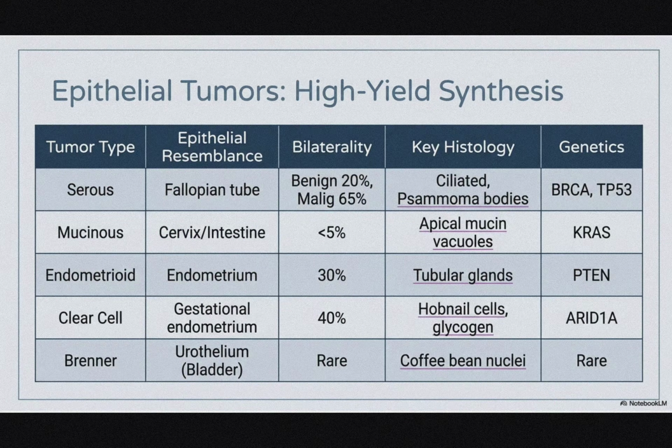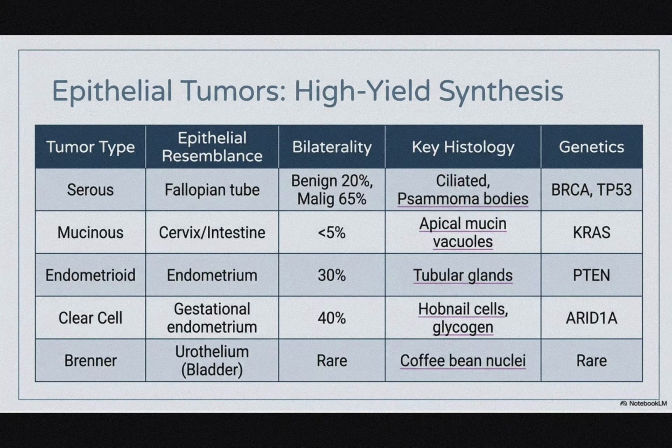Next we have epithelial tumors, with a proper tabular column of whatever is important. We have tumor type, its epithelial resemblance, bilaterality, histology, and genetics. First we will talk about serous. Its epithelial resemblance is fallopian tube. It's 20% benign and 65% malignant. Its histology is ciliated, with psammoma bodies as a hallmark. Genetics: BRCA and TP53 mutations.